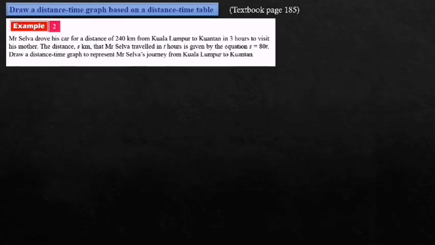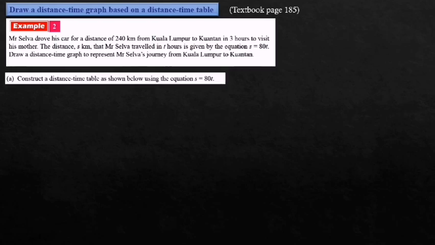Now we look at example 2. Mr. Silva drove his car for a distance of 240 km from Kuala Lumpur to Kuantan in 3 hours to visit his mother. The distance in kilometers that Mr. Silva traveled in t hours is given by the equation S equal to 80t. Draw a distance time graph to represent Mr. Silva's journey from Kuala Lumpur to Kuantan.